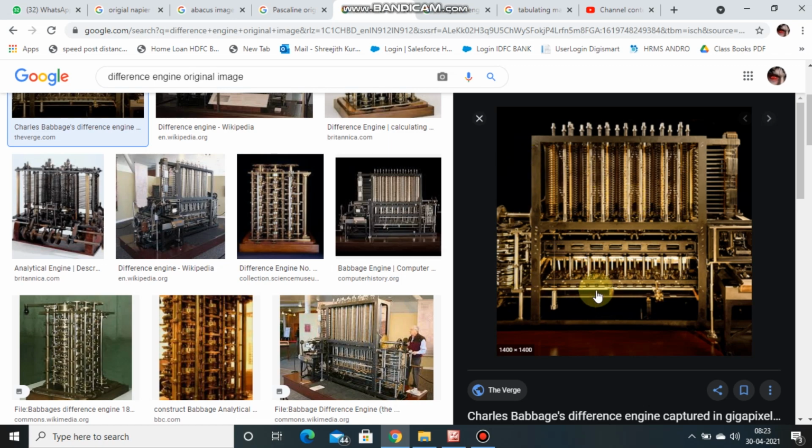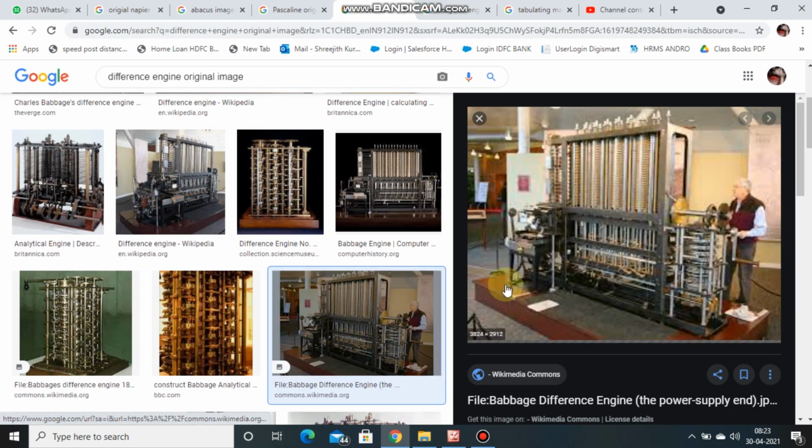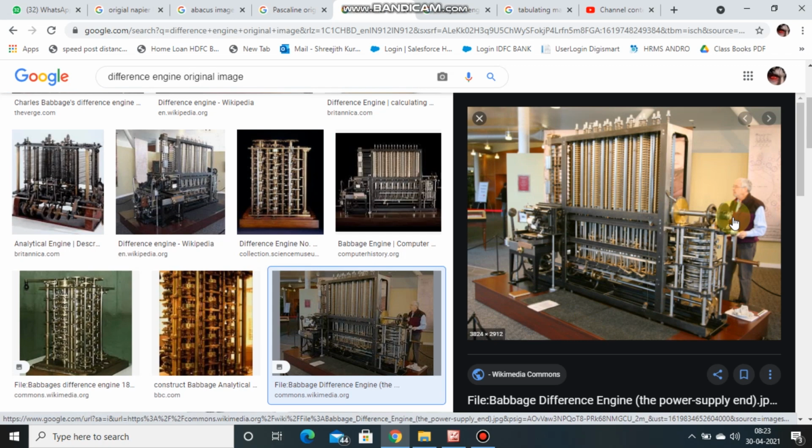As you can see, it is a big machine. If we put it up nowadays, it would require a big space in your room. Yes or no? It consists of different rollers and wheels, also providing the input.